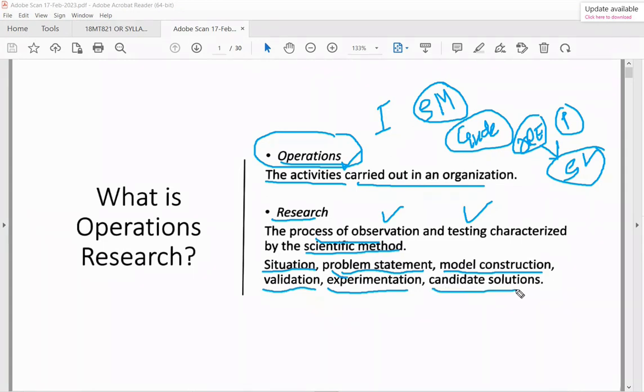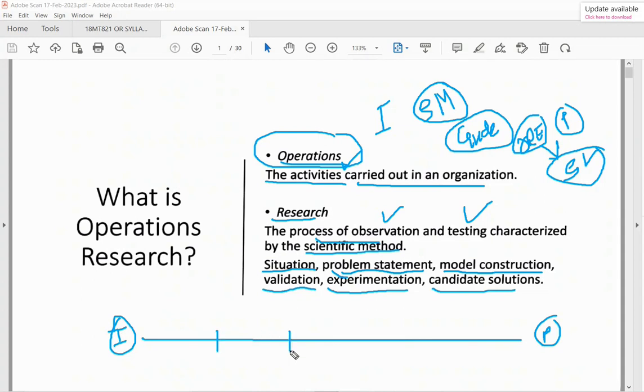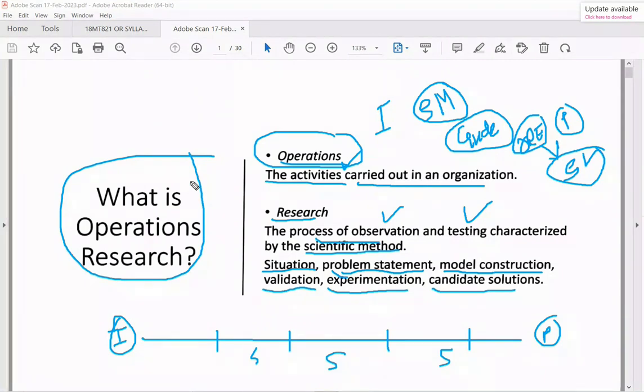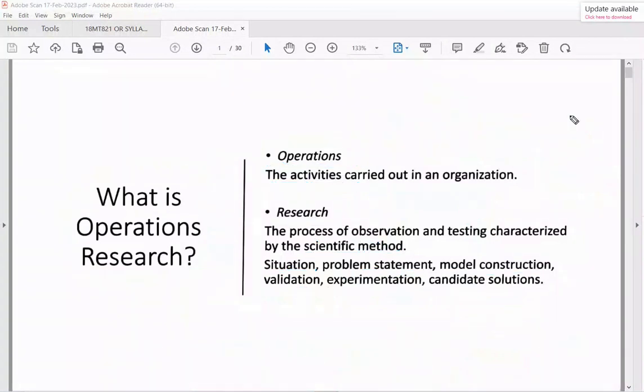Then candidate solutions. Because one process takes place to get a product, there will be an input, which does not have only a single step but multiple steps in it. Then I can give a solution immediately at that stage, so proper candidate solutions are required for proper research. These are carried out in operations research. This is the general meaning of operations and research. Keep this in mind. Next.